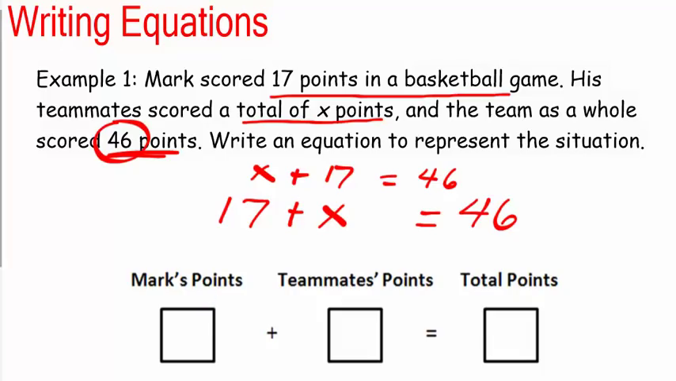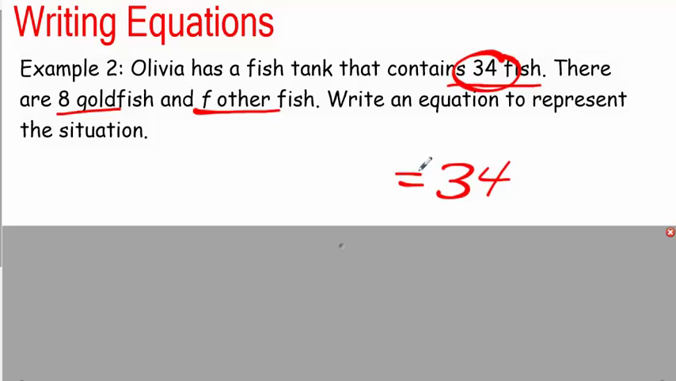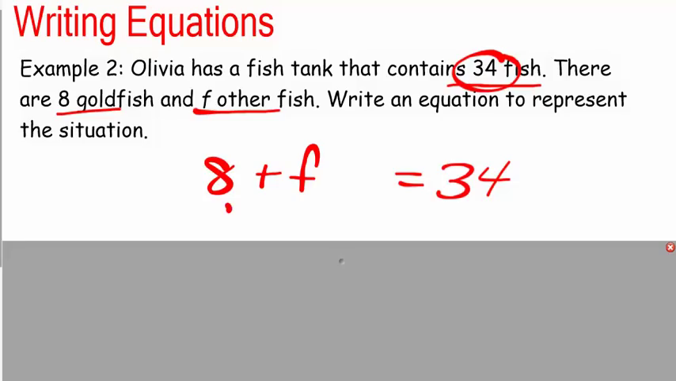All right, let's try the next one. Olivia has a fish tank that contains 34 fish. There are 8 goldfish and F other fish. Write an equation to represent the situation. Again, you want to look for your total. So this would be my total. I know I have a total of 34 fish. And how did I get those fish? Well, it would have to be these two together. So 8 plus F. Again, it could be F plus 8, and that would work too.